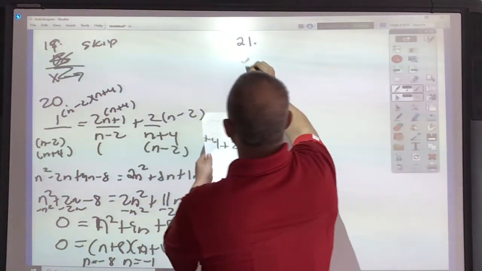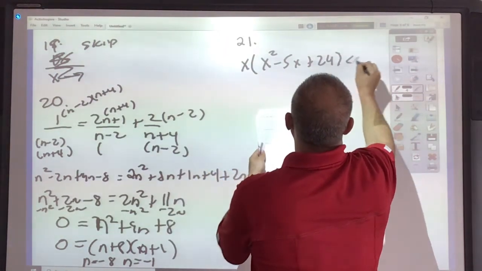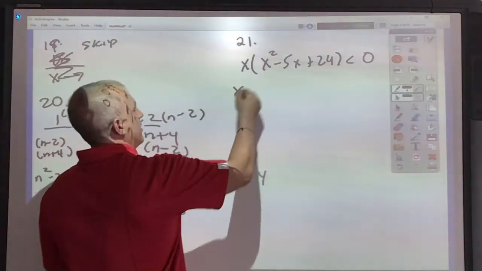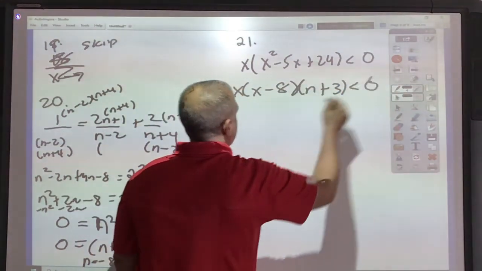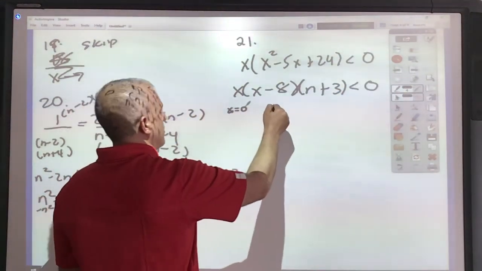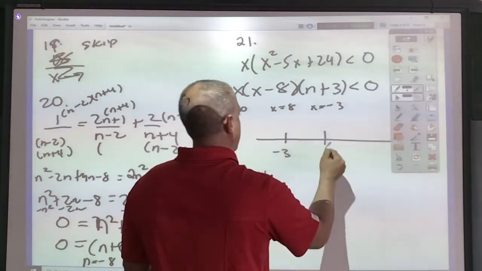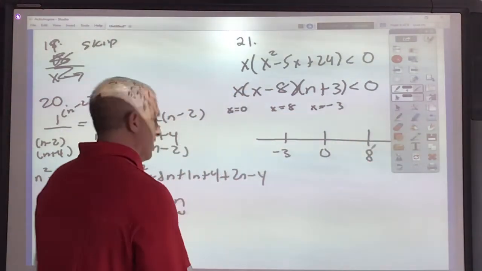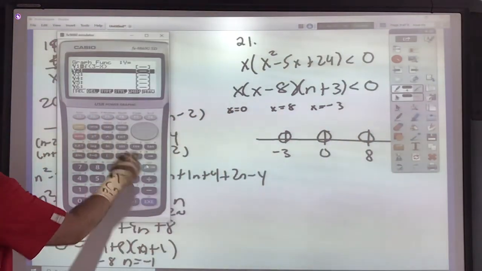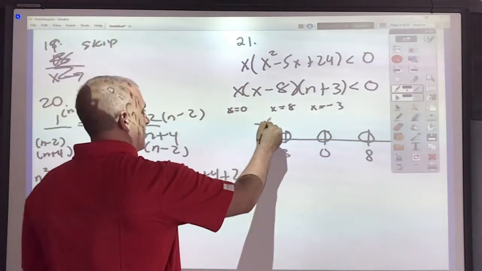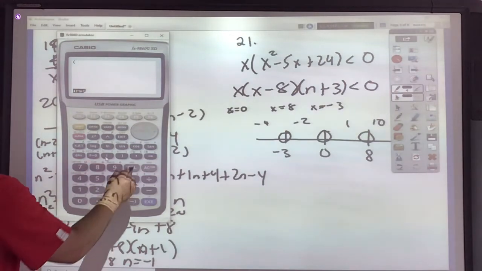All right, what I would want to do in 21 is take out an x. And that would turn into n minus 8, n plus 3. Okay, so that means that my solutions are 0, 8, and negative 3, if I put those on a number line, and I have open circles with all these, okay? All right, now all I gotta do is test some points, say negative 4, negative 2, 1, and 10, okay? All right, so you can actually just flat out put these in there.